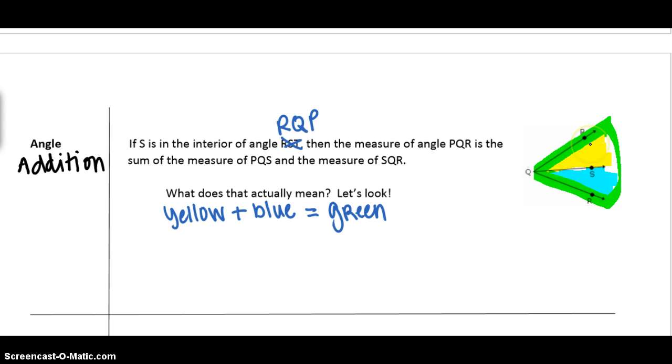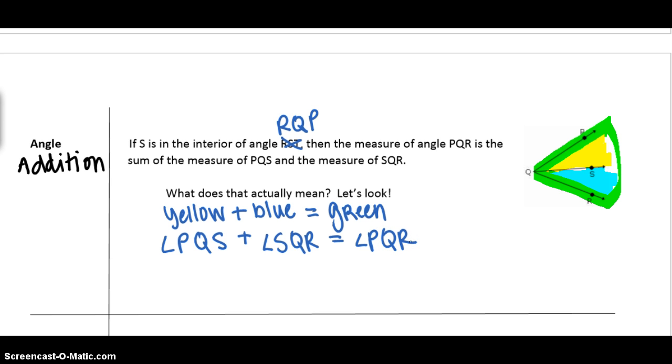So we're going to have to name it with 3 letters. So I'm going to name it PQS, but you could also name this SQP. So PQS is what I'm going to use. And then we have the blue angle. You can name this SQR or RQS. It's totally up to you. I'm going to use SQR. And then we have the green angle. You can name this PQR or RQP. It's up to you. We'll use PQR.